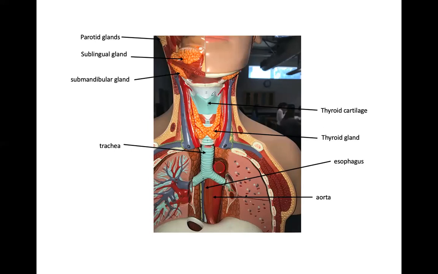Coming down, you have a very pronounced cartilage right here called the thyroid cartilage. And right below this, you have this butterfly-shaped gland called the thyroid gland. Going farther down, you have the tube associated with your breathing, or respiratory system, called the trachea. And poking right behind that, you have the muscular tube, this layer with those patterns on it, and that's the esophagus. You're also going to see the main blood vessel of your heart, which is the aorta.